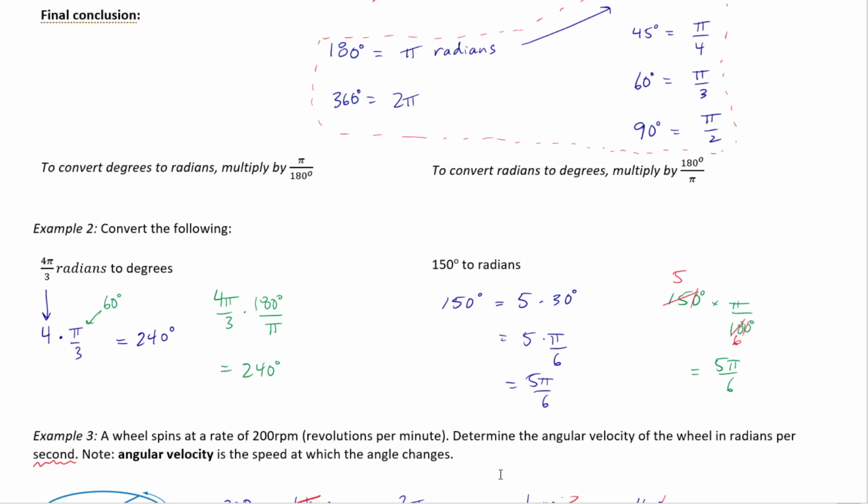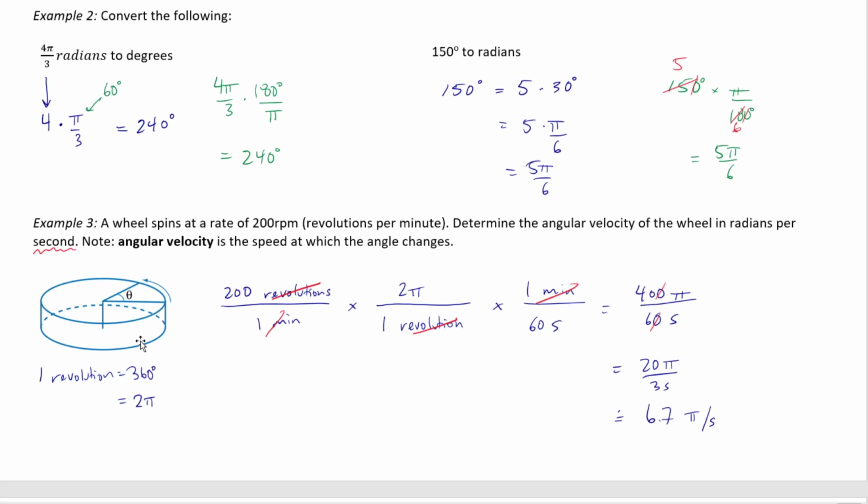Okay. The last thing is we looked at a problem that wanted us to do how many degrees per second, or how many angle changes per second. And instead of looking at it in terms of degrees, we looked at it in terms of radians. And we recognized that 1 revolution was 2 pi radians. And then we used our conversion factors to determine the angular velocity.